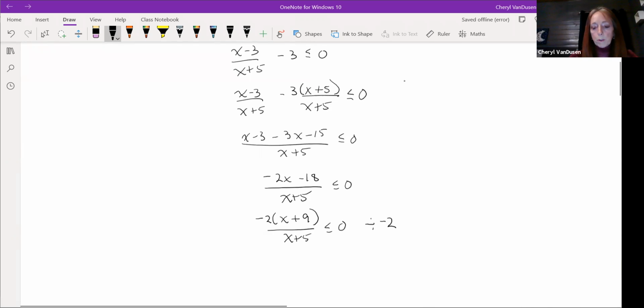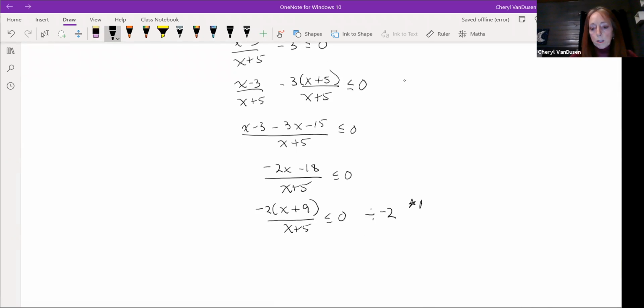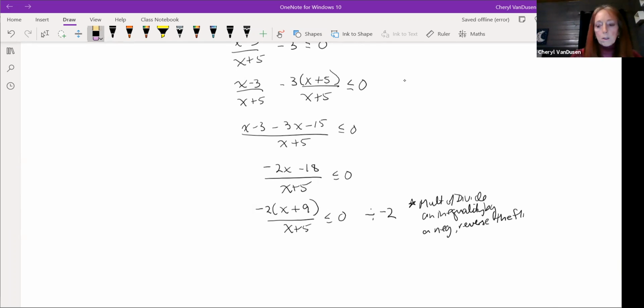And let's just remember the little rule that if we multiply or divide an inequality by a negative, we reverse the sign. Reverse or flip the sign. So we're going to get x plus 9 over x plus 5, and then we're going to get greater than or equal to 0, because dividing the 0 by minus 2 just leaves it as a 0.